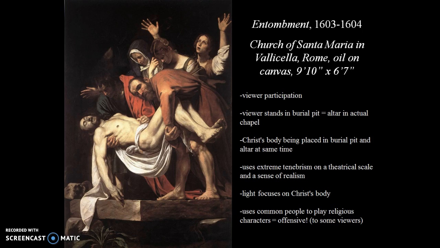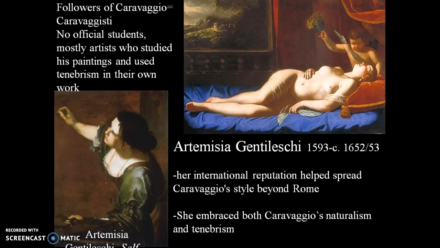So like I said, due to his personality, Caravaggio never had any real students like the Carracci did, but he did have followers, and these were mostly artists who studied his paintings and used that tenebrism or chiaroscuro in their own work. These artists are often referred to as the Caravaggisti. And one of the most famous ones is Artemisia Gentileschi.